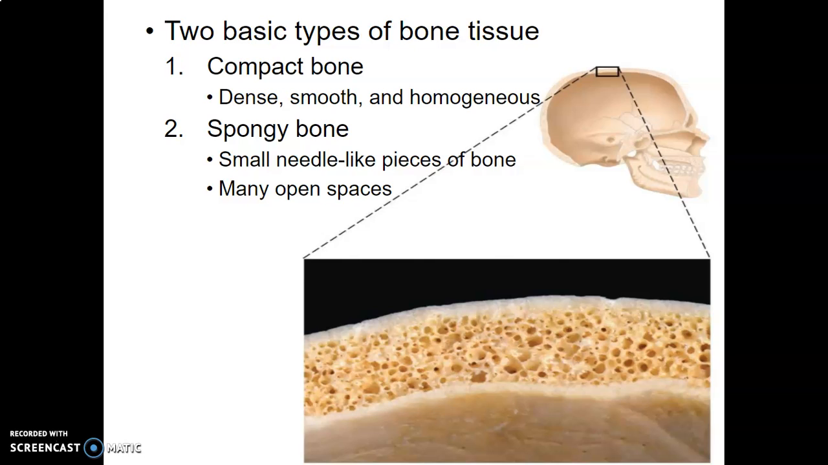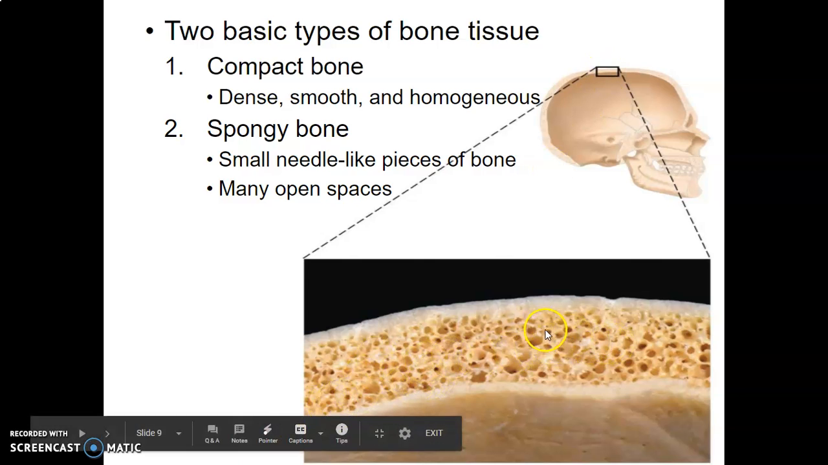Okay, so this is just a side view of the cranium or the skull, and we have this little inset here. This actually has compact bone and spongy bone. It's what sometimes we'll call the spongy bone sandwich. You have two compact bones on either side, and then the spongy bone here in the middle.